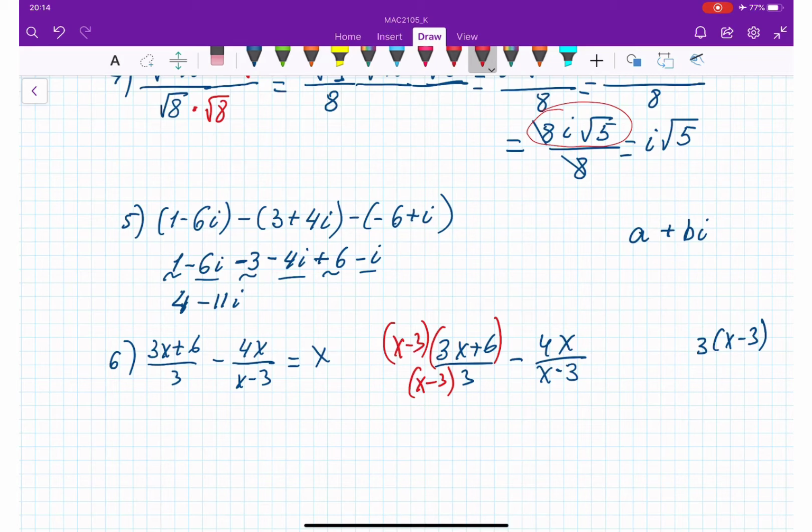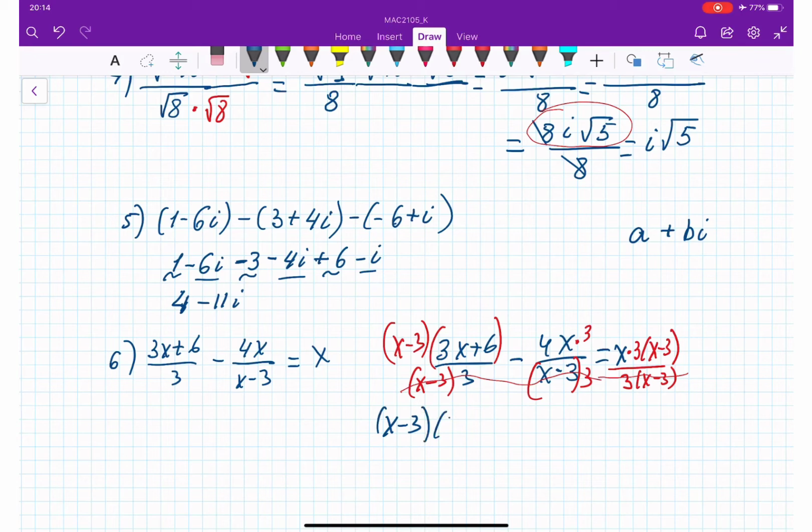All right. So x minus 3, second fraction, equal x, I forgot. So x minus 3, I need to multiply by 3, right? So this one also multiply by 3. But this x denominator is 1. Therefore, I am multiplying and dividing by full denominator. All right. Let's see what we have. x minus 3 times 3, x minus 3 times 3. Therefore, we drop it and we have x minus 3 times 3x plus 6 minus 4x times 3 is 12x and equal 3x times x minus 3. x times 3 will be 3x.